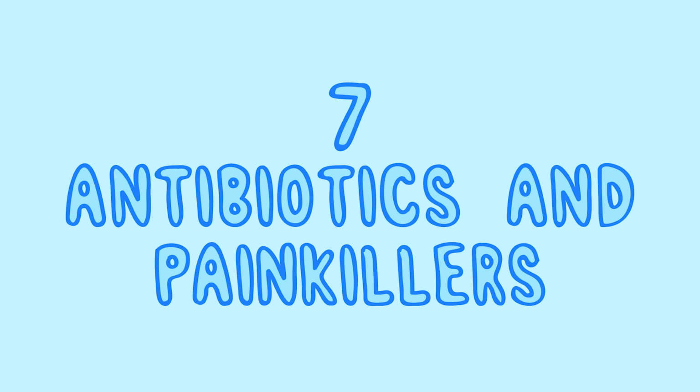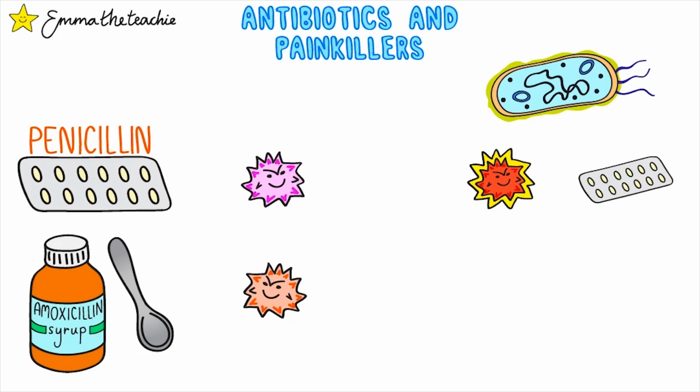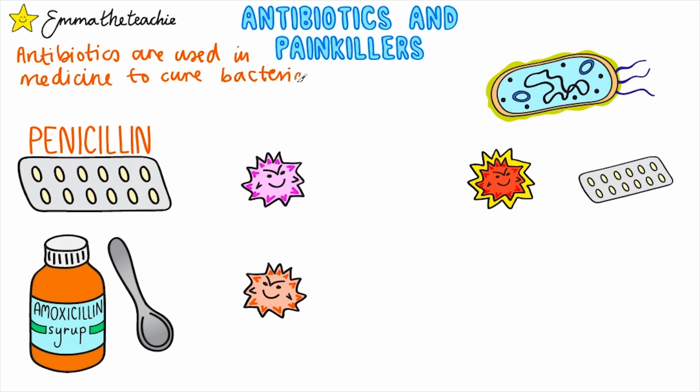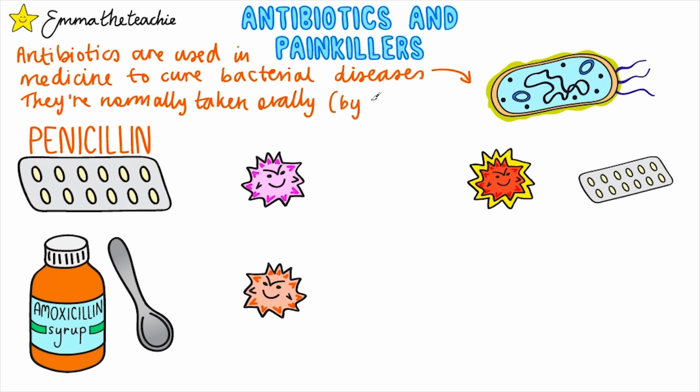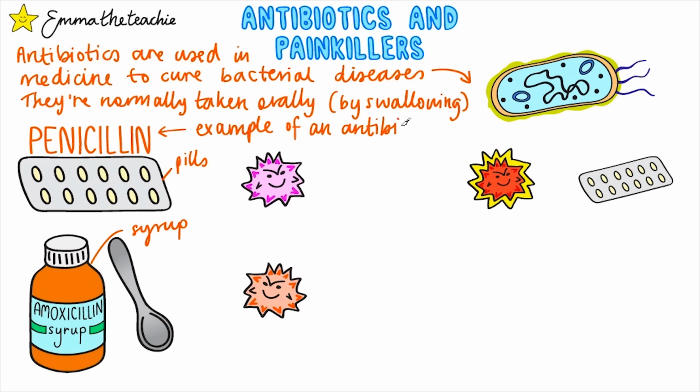7. Antibiotics and painkillers. Antibiotics are widely used in medicine to cure bacterial diseases and have greatly reduced the number of deaths from these pathogens. They're normally taken orally, which means they're swallowed through the mouth, as pills or syrup. Once they've entered the body, they kill the infectious bacteria while leaving your body cells unharmed. One example of an antibiotic is penicillin. You need to learn this example, so we'll highlight it.